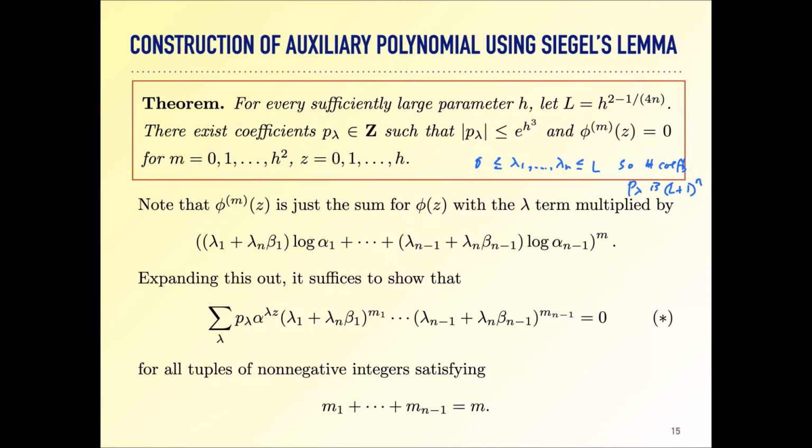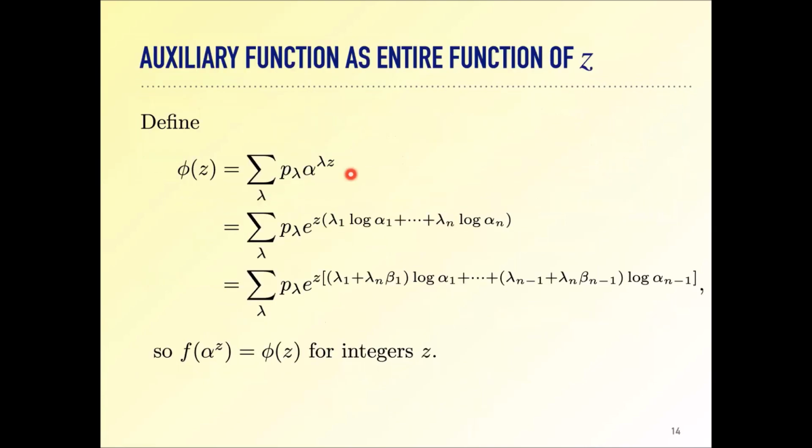So phi of z, I'll just put it again. Phi of z is determined by the p lambdas by this function. This is the definition of phi of z. It's defined to be this. And the indexing set is these lambdas here, where lambda is a tuple, lambda 1 through lambda n, where 0 is less than or equal to lambda i, which is less than or equal to L. Does that make sense?